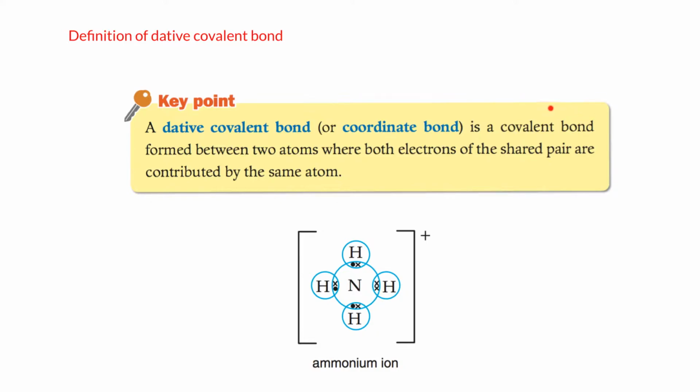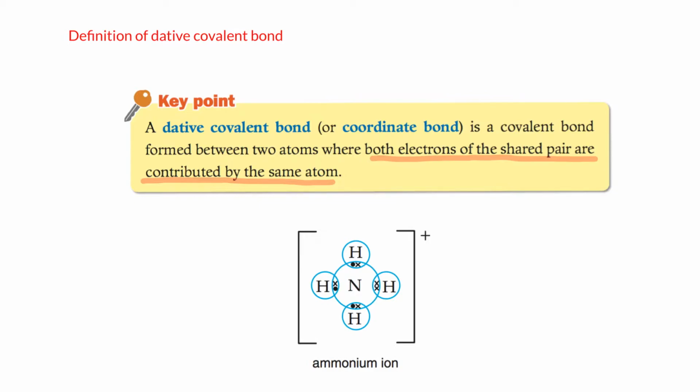First of all, it is a type of covalent bond formed between two atoms. But this time, both electrons of the shared pair are not contributed by both atoms. Instead, they are contributed by the same atom. So the key point is here: contributed by the same atom. Both electrons of the shared pair are contributed by the same atom. So this is the feature of a dative covalent bond.